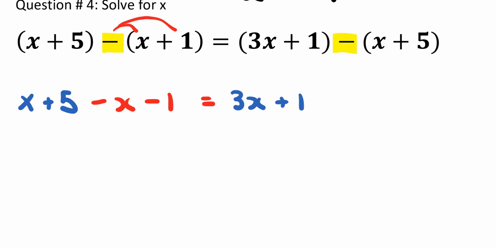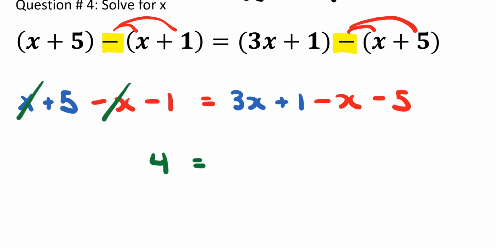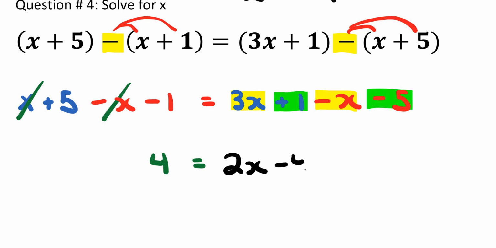I have another negative sign, so go ahead and distribute that. That's negative x minus the 5. Okay, so just clean everything up on the left-hand side here. So this x and that negative x cancels off. 5 minus 1 is going to be 4 equals. And then 3x minus x is going to be 2x. And I have a plus 1 and a negative 5. So negative 5 plus 1 is going to be negative 4.